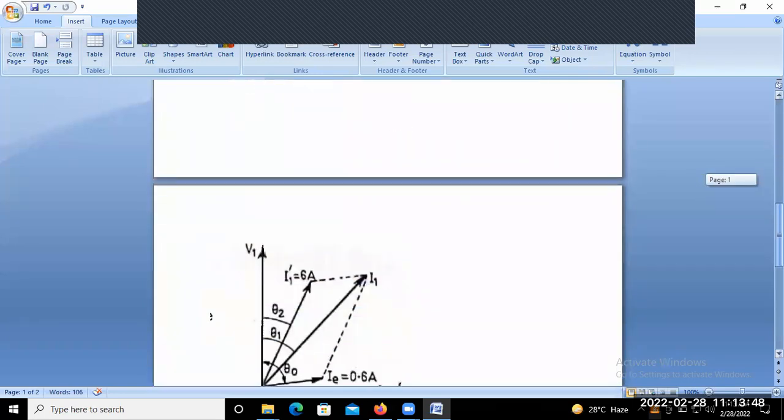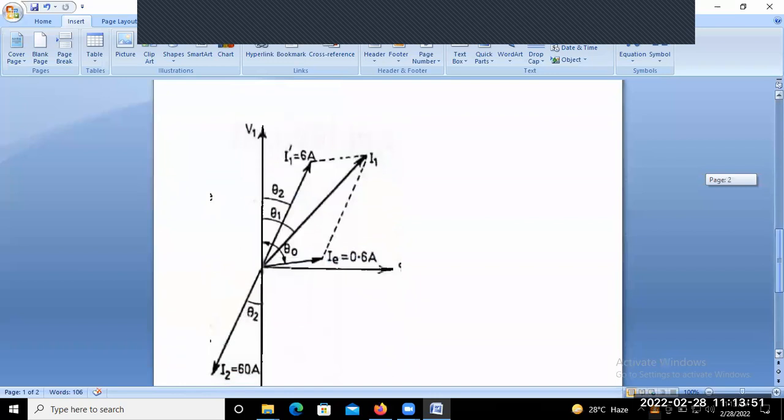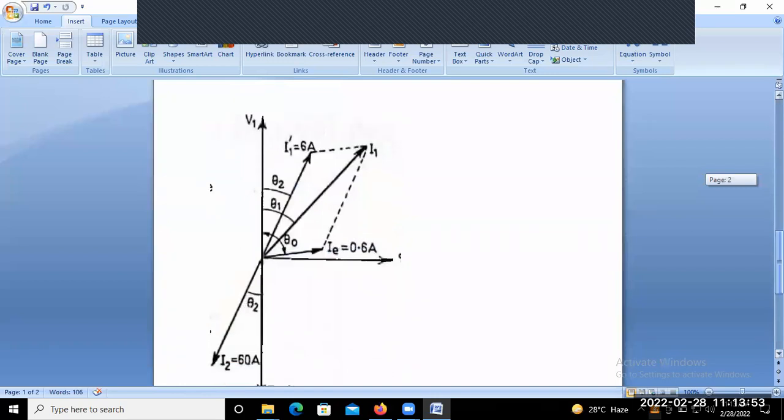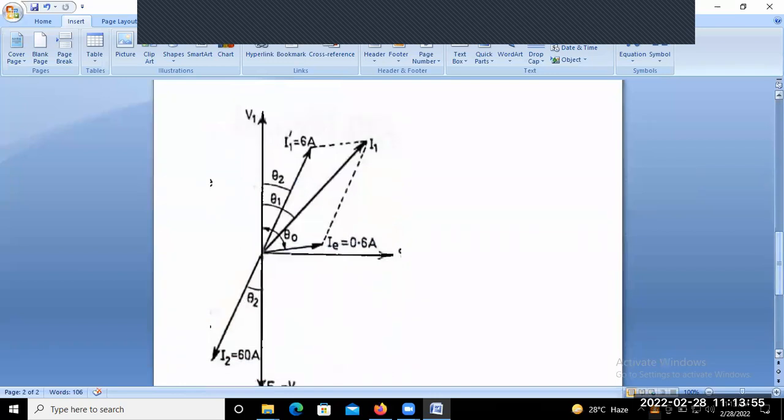So you may see the phasor diagram at the load condition of the transformer at the lagging power factor. This is your flux along the x-axis, and this is your exciting current that leads the flux by an angle of alpha. We already discussed this in the previous class.